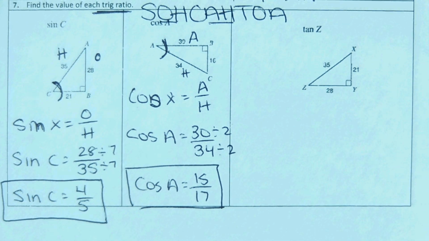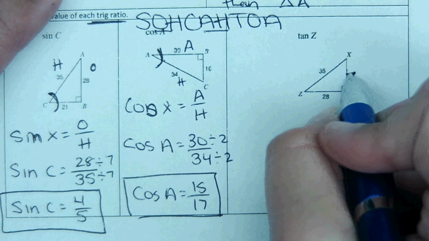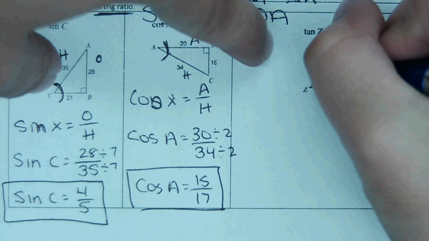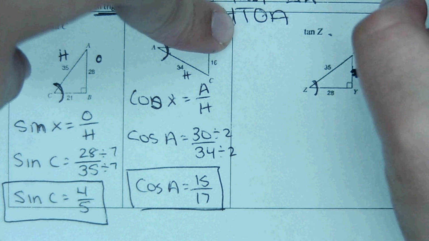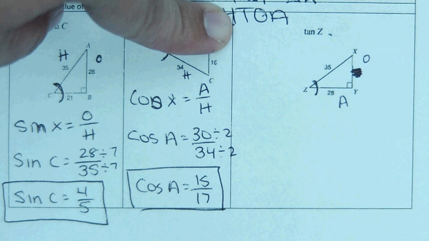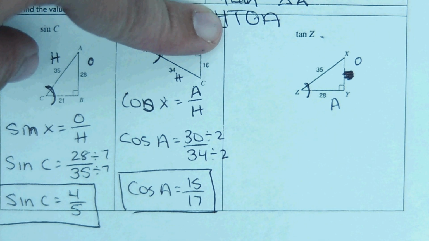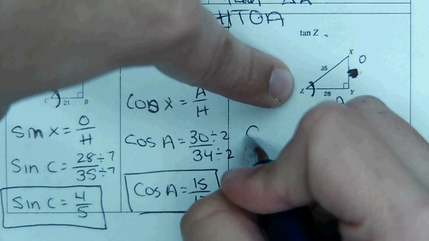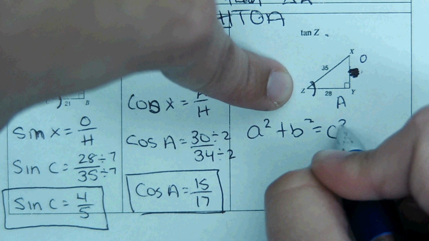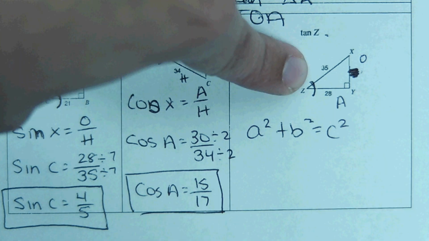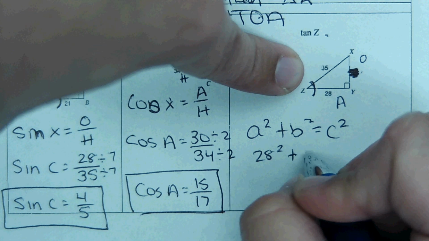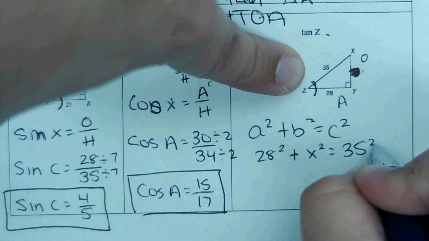And then the next one, this one, cross out this number, because on the edited version of this, they took out this number, and they want tan of z. So tan is opposite over adjacent, so this would be opposite and adjacent, but they don't give you the opposite side length. So to find that opposite side length, we would use actually Pythagorean theorem to solve for that. So a squared plus b squared equals c squared. 28 squared plus x squared equals 35 squared.